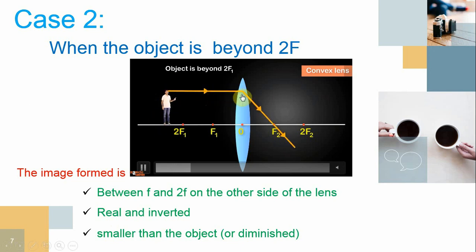So when the object is beyond 2F, the first ray, that is parallel to the principal axis, passes through the focus, and the second ray passes through the optical center. There is no refraction. It goes straight. The 2 rays meet at the position here. The image is formed inverted, between F and 2F.